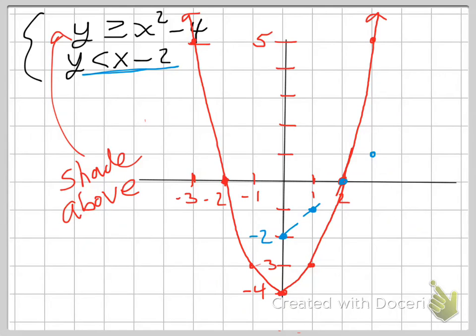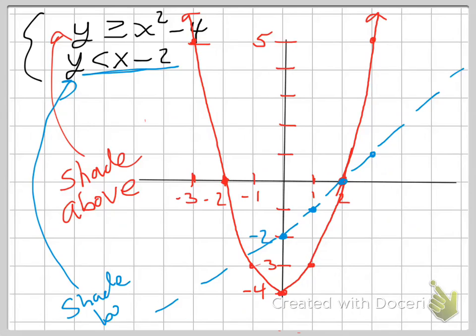So this time I'm just going to draw a dashed line. Okay. Alright, now this is y is less than x minus 2. So that means we're going to shade below. So we want to do the intersection. So we want to be above the parabola, but also below the blue line at the same time. So we just have a little region of intersection there, and that's what we're going to shade.